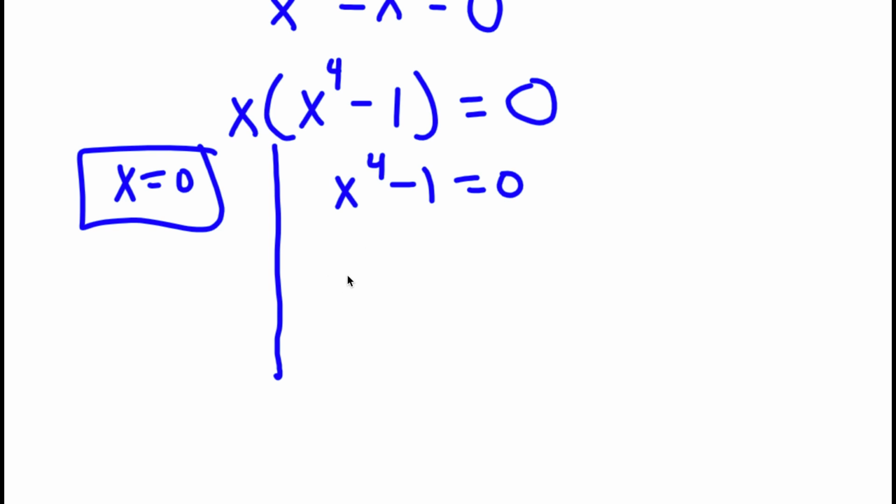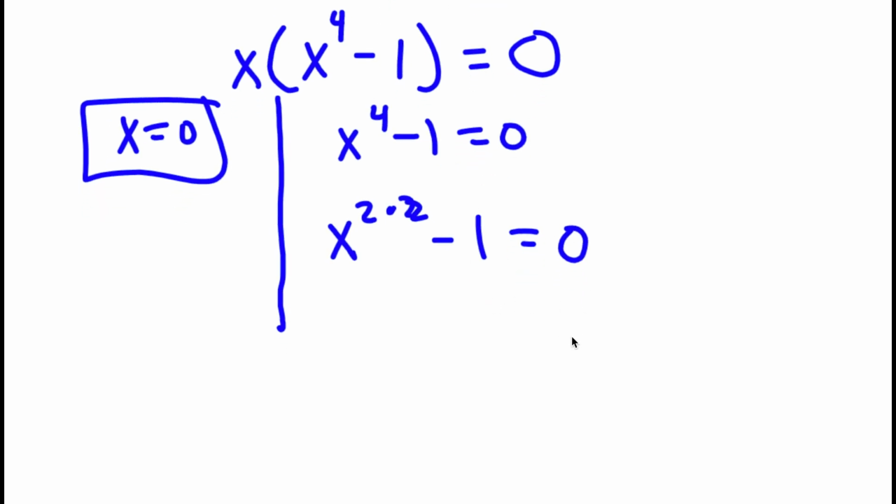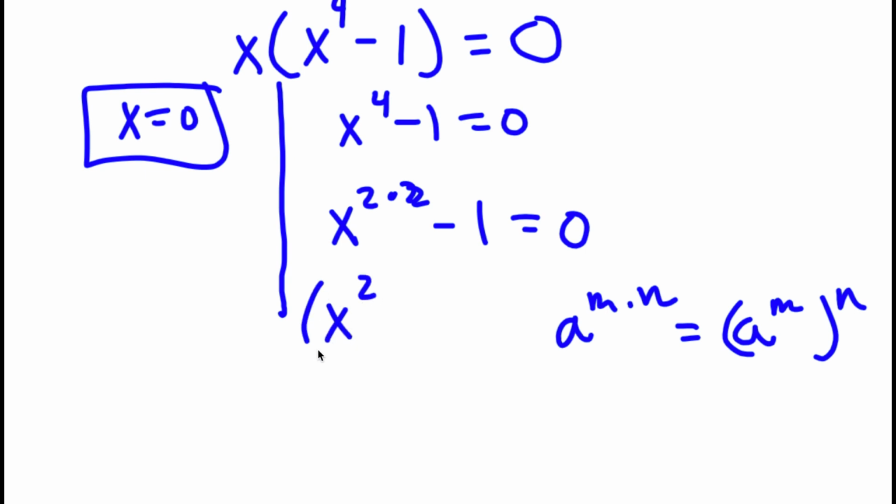So now I'm going to go ahead and solve x to the power of 4 minus 1 equals 0. Well, x to the power of 4, that's the same thing as x to the power of 2 times 2. And if I have something in the form a to the power of m times n, this is equal to a to the power of m to the power of n. So x to the power of 2 times 2, it's going to equal x to the power of 2 to the power of 2. Minus 1 is the same thing as 1 squared. So this is equal to 0.